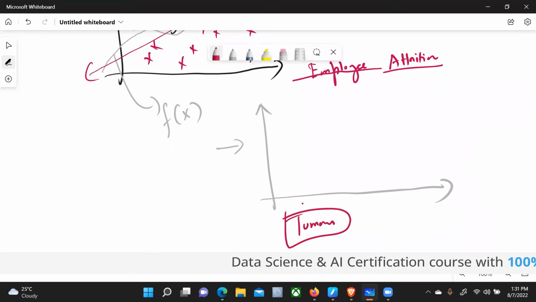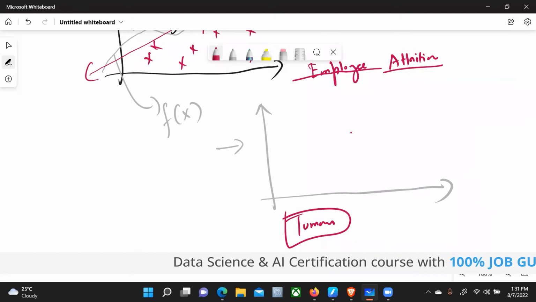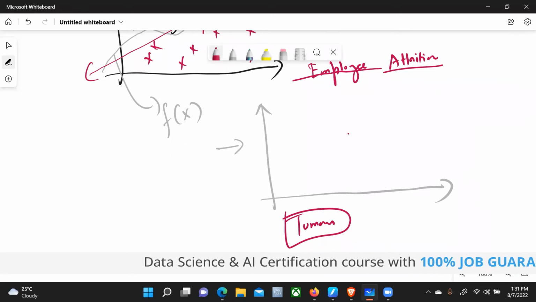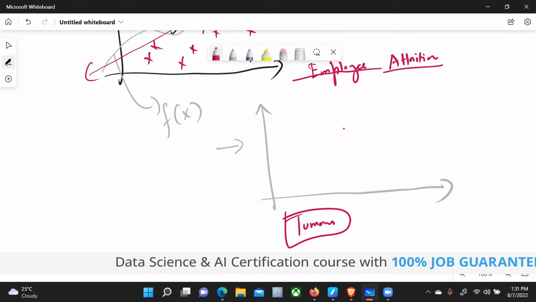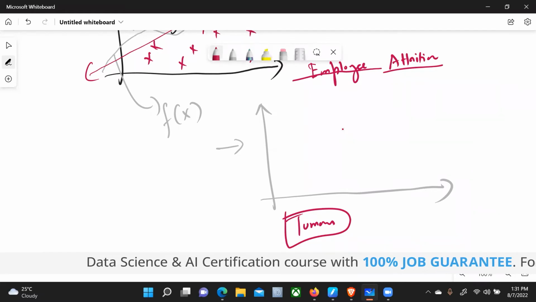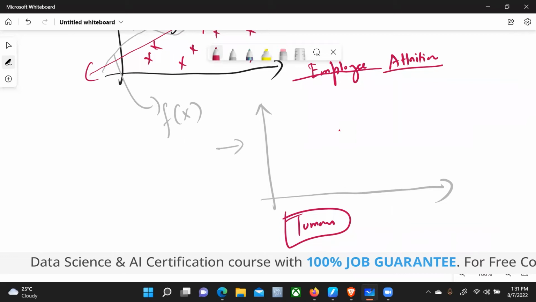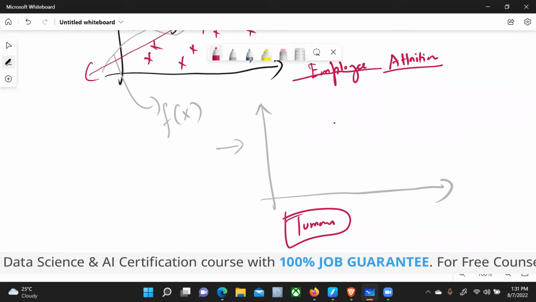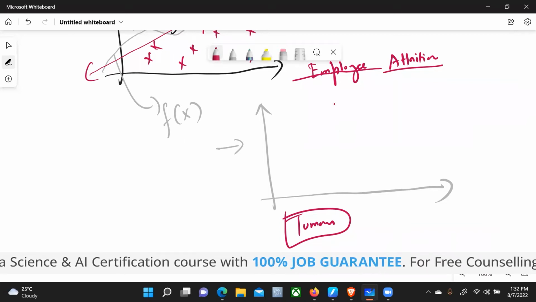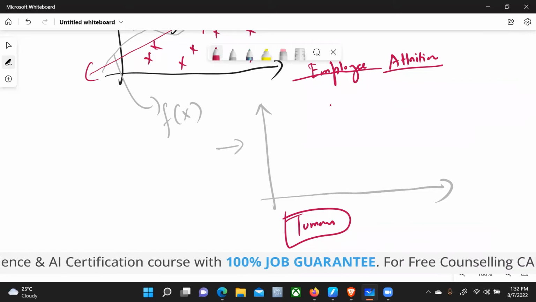Sir, can you repeat again? It's still confusing. Which part? The pattern recognition part, sir. Sorry, I cannot hear you. What did you just say? Which one? Employee attrition? Pattern recognition.